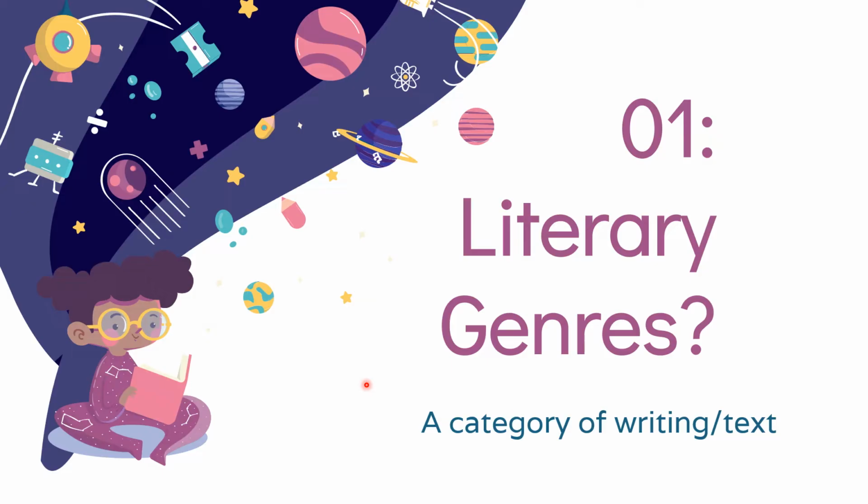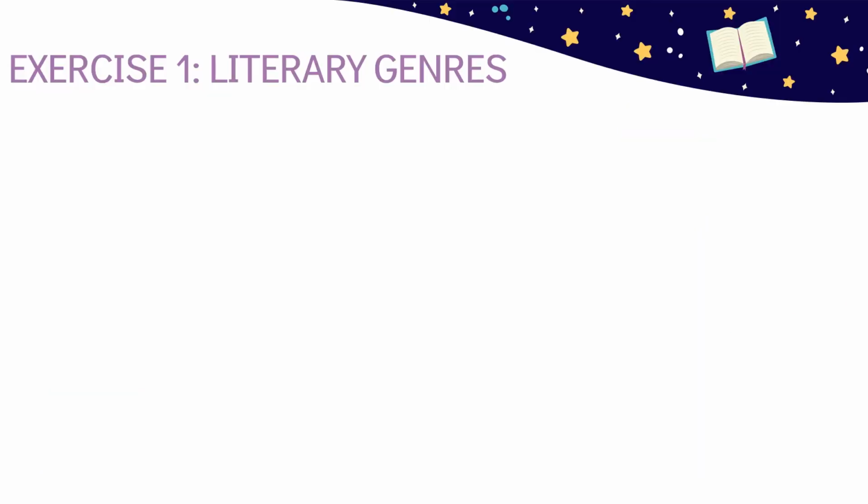Okay, so make sure you pronounce it properly. How do you say this? It's called genre. Okay. Now exercise 1, we are going to look at different genres of literatures. For example, the first one is a cookery book.